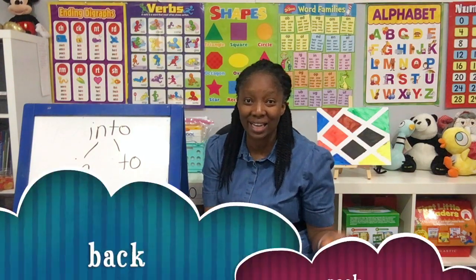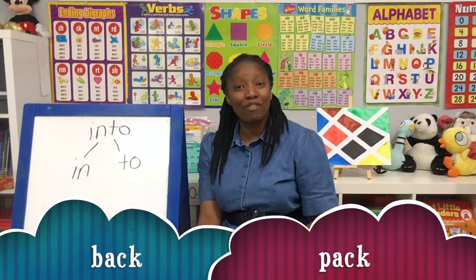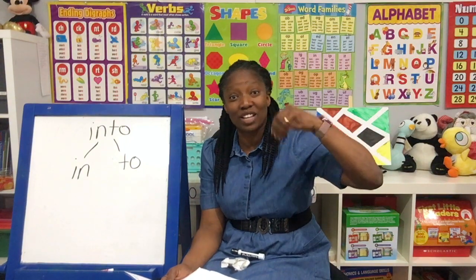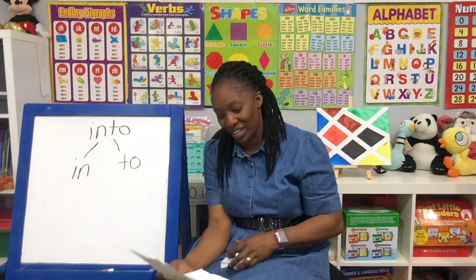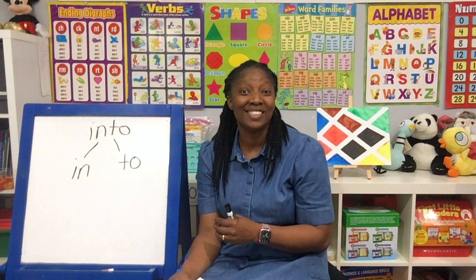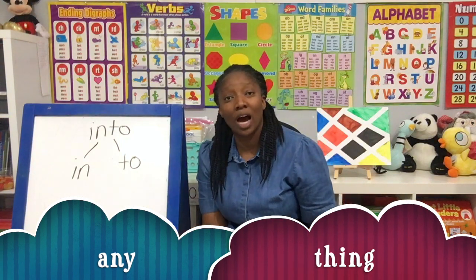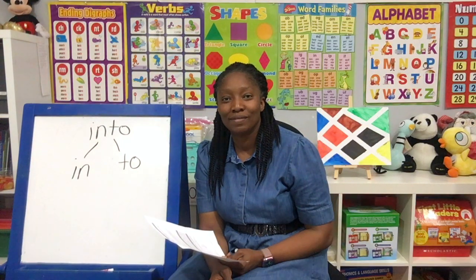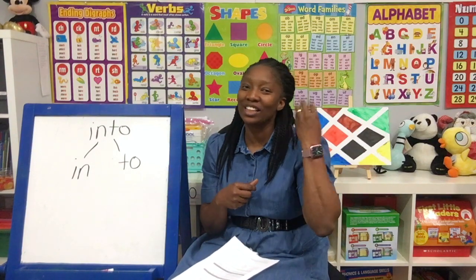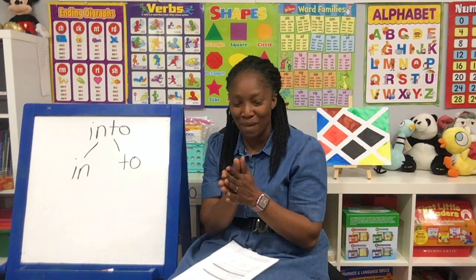Yes, backpack. To put things to travel with. And when you think about that word, it means something different. It's something that you can carry on your back. Very good. Okay, anything. Yes, anything. How about umbrella? No, that does not have a compound word. There is nothing like umbrella. That is not a compound word.